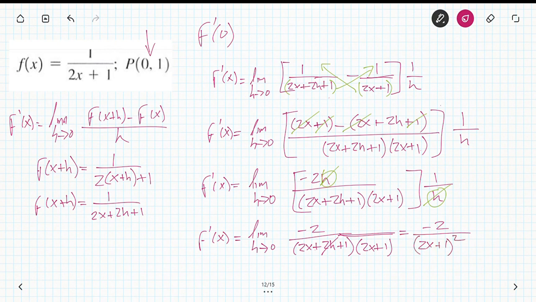squared. Okay, now if we wanted to know f prime of 0, well, now we just substitute 0 for x, and you're going to get negative 2 over 1, so you're going to get negative 2. Okay, simply substitute 0 for x at the end.